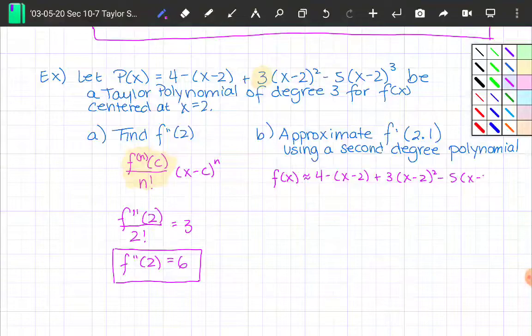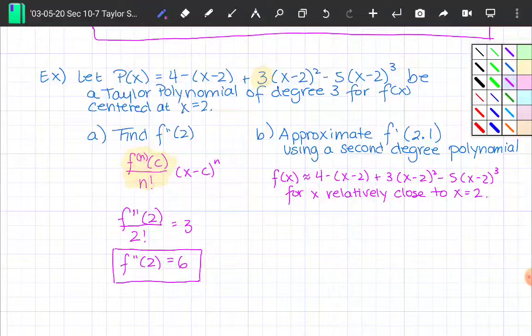That means that the derivative, and I should say that this approximation is good for x relatively close to x equals 2, because that's what I'm centered at. But 2.1 is pretty close to 2, so I can say that the first derivative is approximately equal to, and I'll take the derivative of everything.